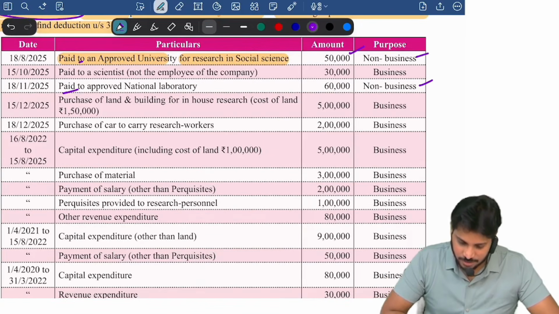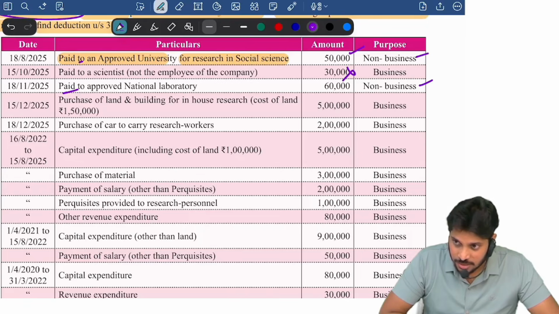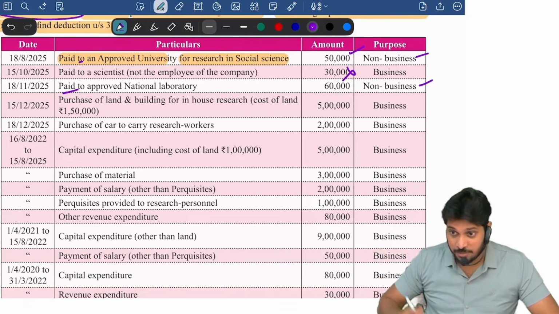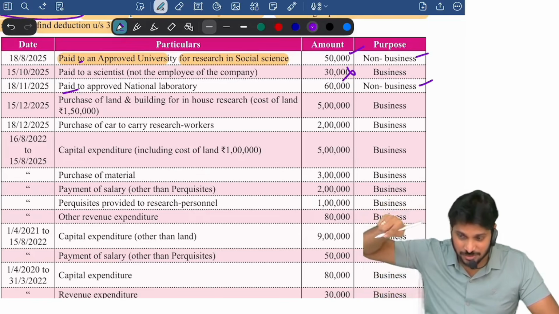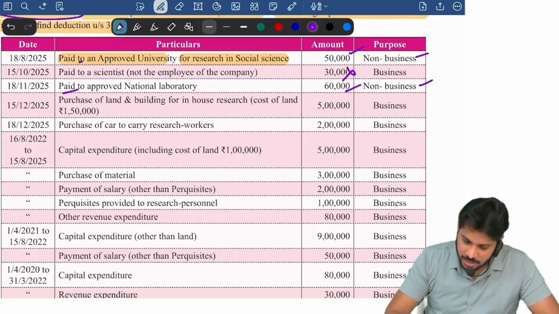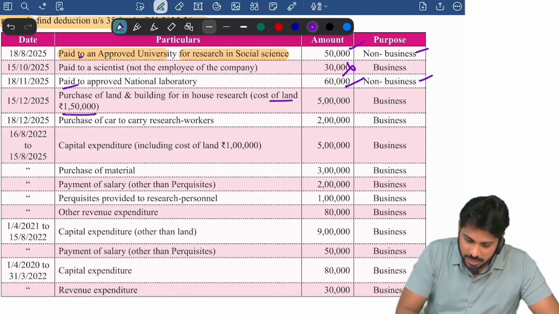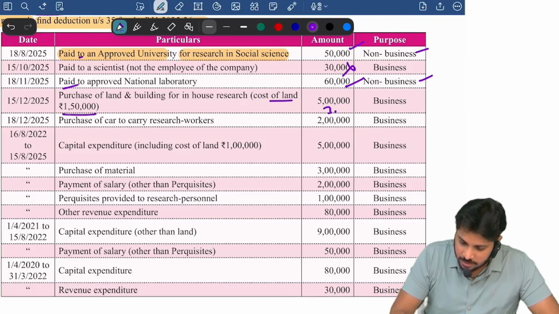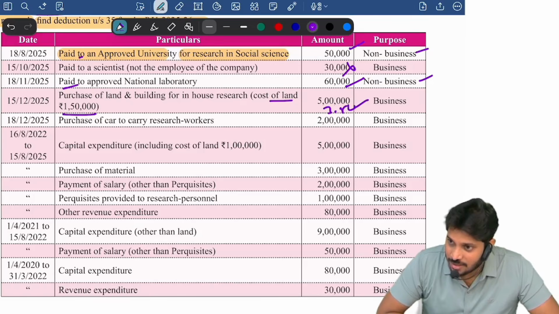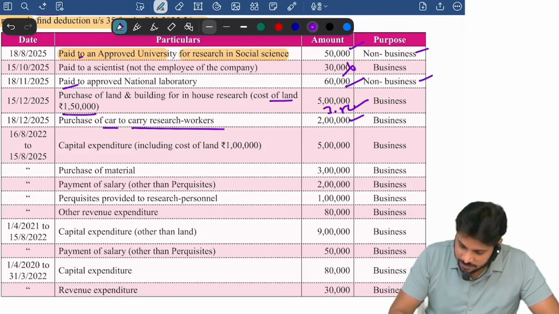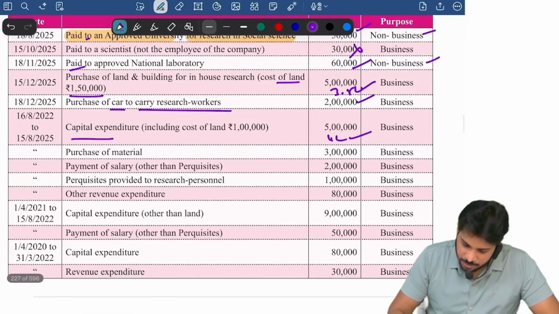Paid to scientist, not an employee, no deduction. Some scientist you paid who is not an employee. Suppose if it is an employee, then it's a part of business expenditure. Yes or no? Paid to approved national laboratory, yes, eligible. Then purchase of land and building, cost of the land 1,50,000, but you only get deduction for 3.5 lakh. Building cost you can claim deduction. Purchase of car to carry scientific, yes, eligible. Capital expenditure including cost of the land, only 4 lakhs is eligible.